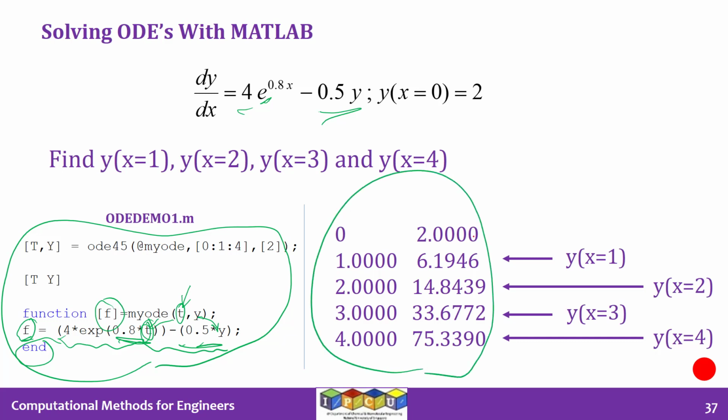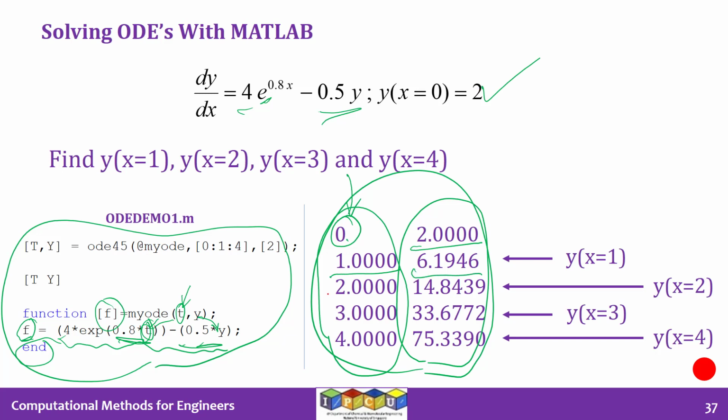So these are the values of x, this particular column. These are the values of y at those corresponding values of x. The initial condition is when you start off at x equal to 0, you have y equal to 2. That's what is given in the problem. And at x equal to 1, you've got y to be 6.1946. At x equal to 2, this method computes y to be 14.8439, etc. So this is how ODE45 can very quickly solve this problem for us for y at x equal to 1, 2, 3, and 4.